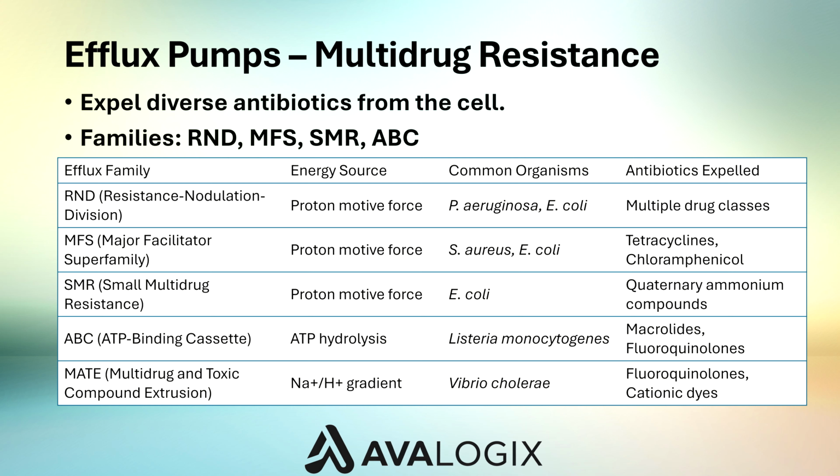One classic example is AcrAB-TolC in E. coli, which belongs to the RND family. It exports multiple classes of antibiotics, including beta-lactams, tetracyclines, and fluoroquinolones.